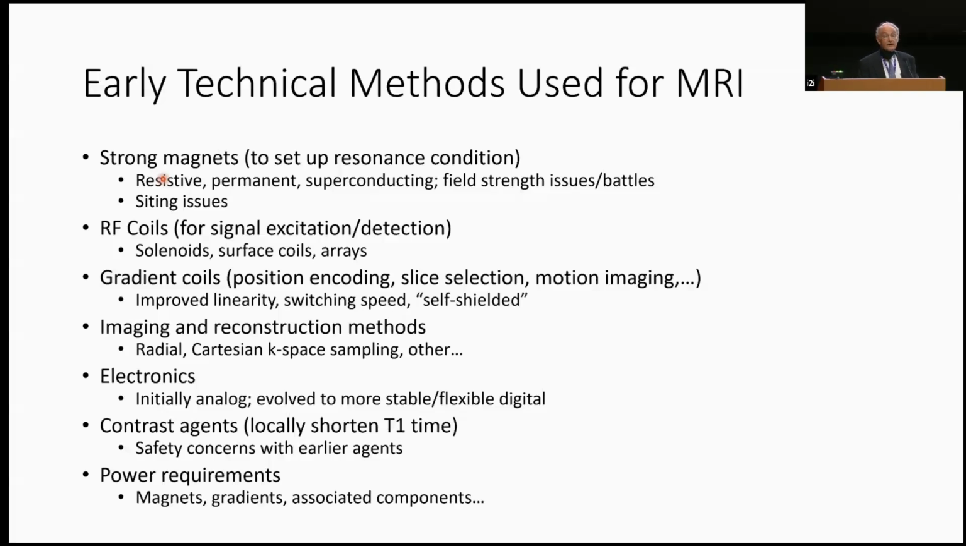Electronics initially was all analog, and it all drifted and had to be recalibrated. And eventually that evolved into much more stable and flexible digital imaging. So that was a real key part of making all this happen more reliably and flexibly. Contrast agents were developed, as I mentioned, which locally shorten the T1 time, thus increasing the signal strength depending on your imaging. But the earlier agents turned out to have real health problems, particularly in patients with renal failure. And those have since been replaced with more stable agents. And there's still some concerns for patients with renal failure, which is not uncommon in patients.